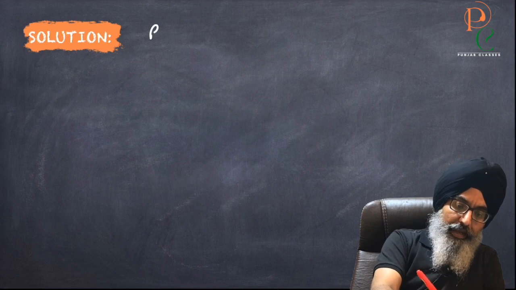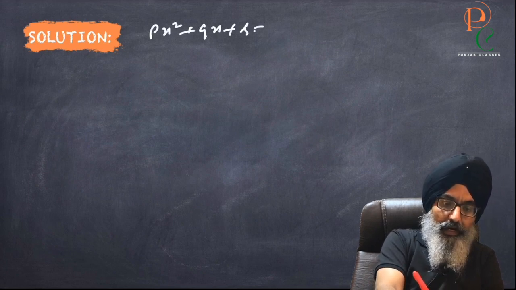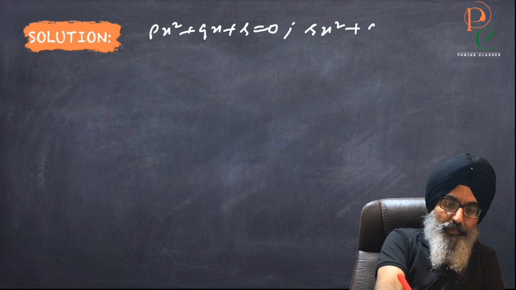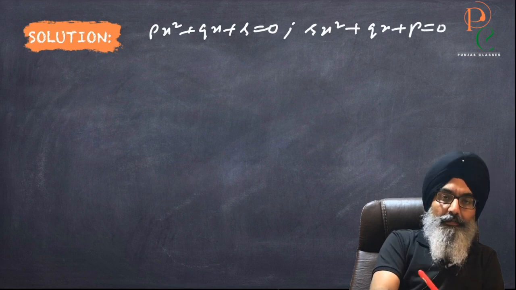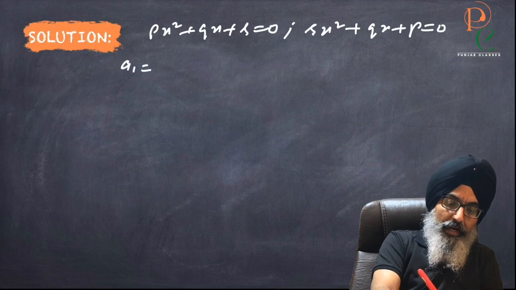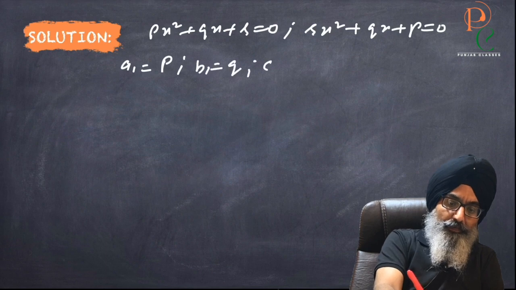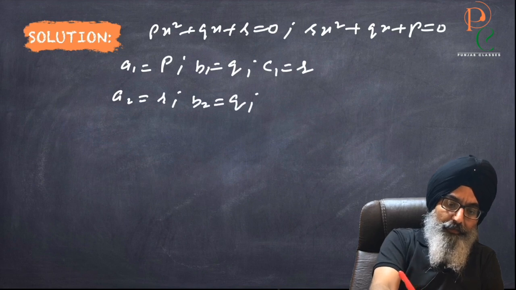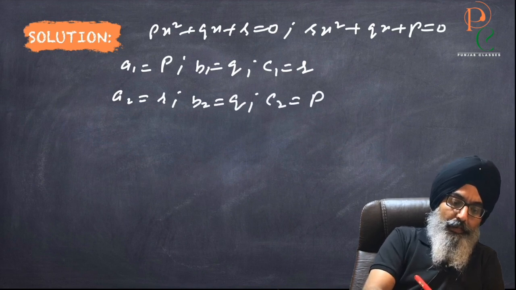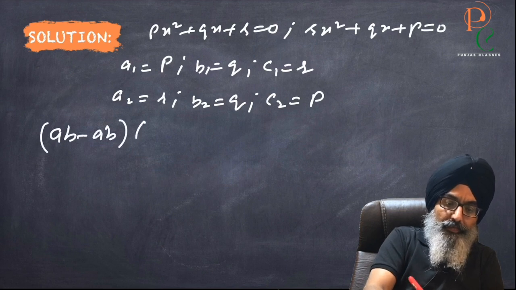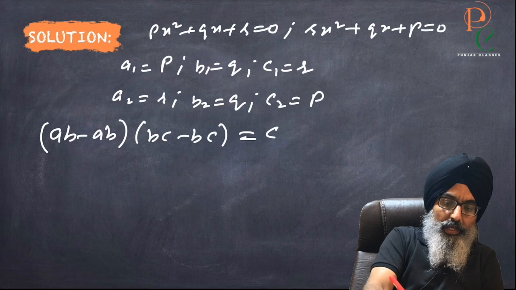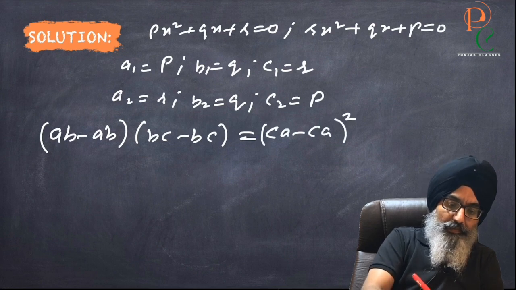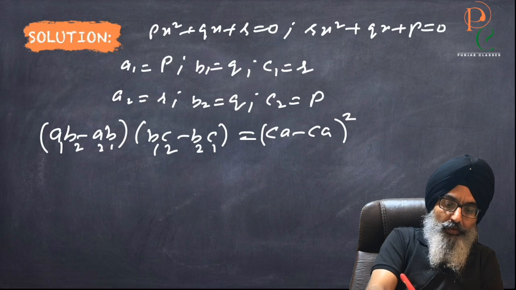So we are given the equations as Px square plus Qx plus R equals to 0 and Rx square plus Qx plus P equal to 0. Let's compare again with the two quadratics and obtain the terms A1 B1 C1, A2 B2 C2. We get A1 as P, B1 as Q, C1 as R, then A2 as R, B2 as Q again, and C2 as P. So let's apply a result, (A1B2 minus A2B1) into (B1C2 minus B2C1) equals (C1A2 minus C2A1) whole square. Let's put the values and simplify.